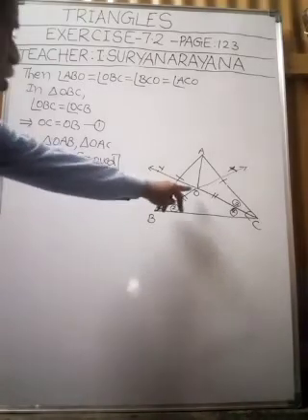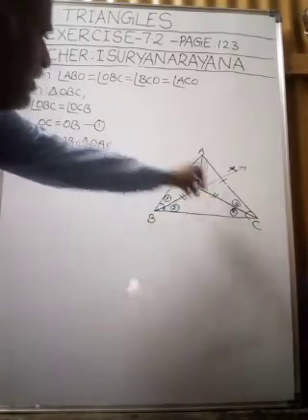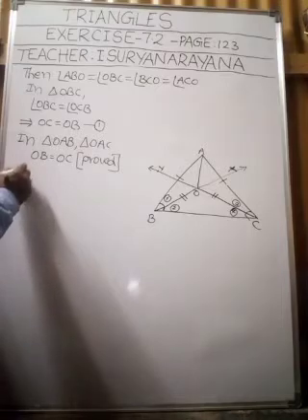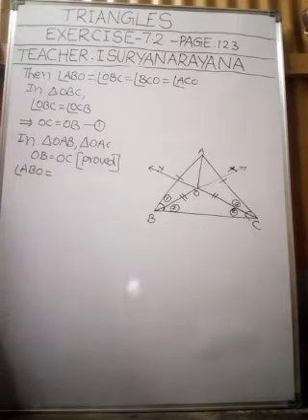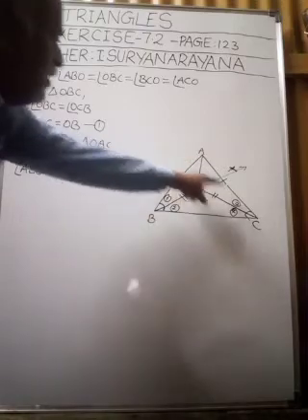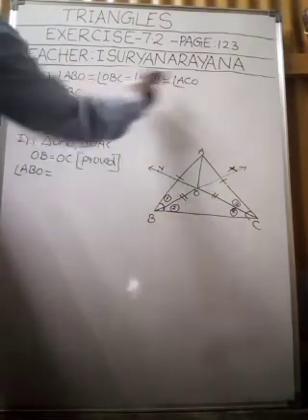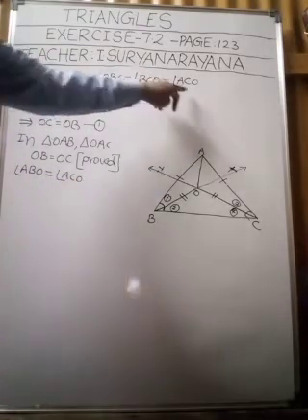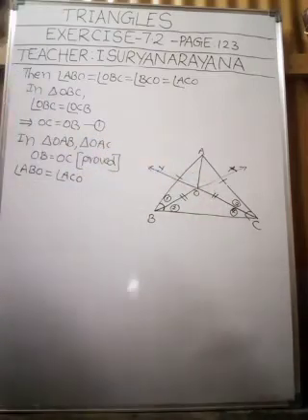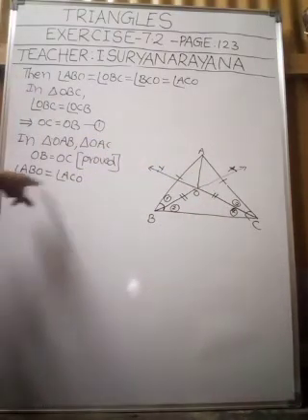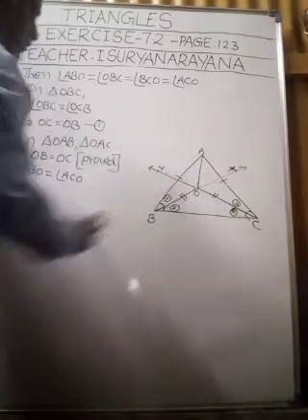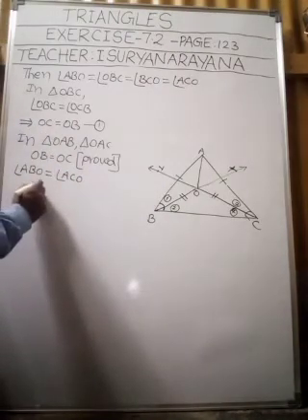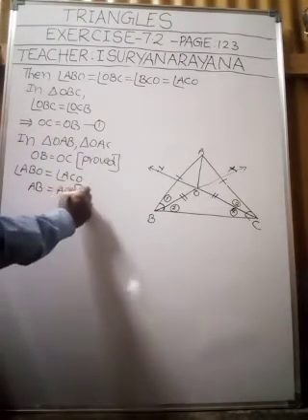Similarly, angle ABO is equal to angle ACO. Observe this statement: angle ABO is equal to angle ACO in these two triangles. These two angles are equal. Next, AB is equal to AC, which is already given.